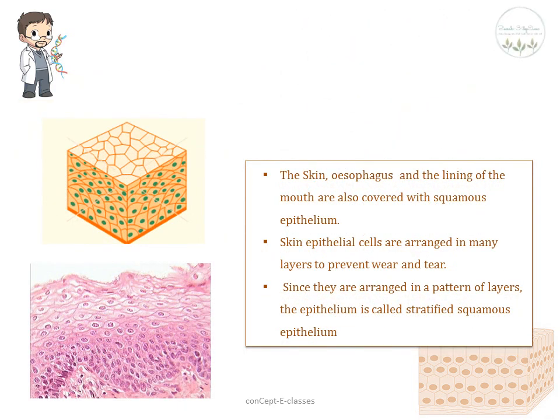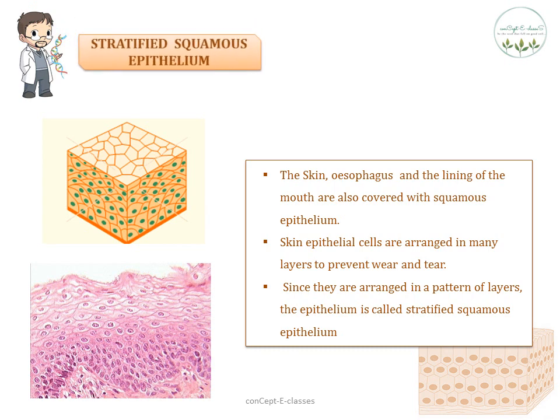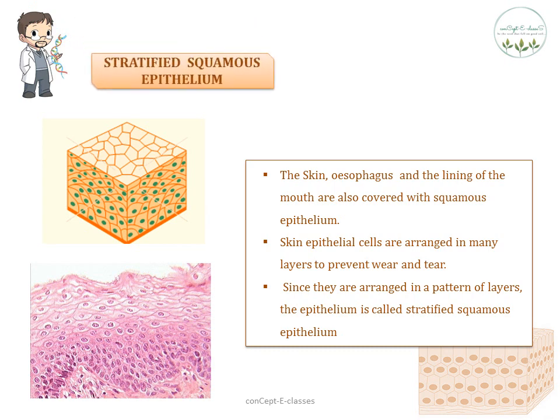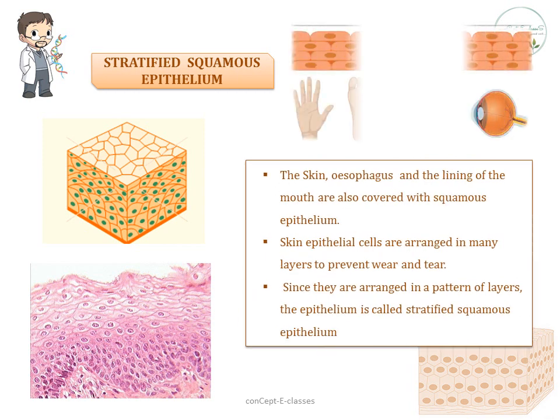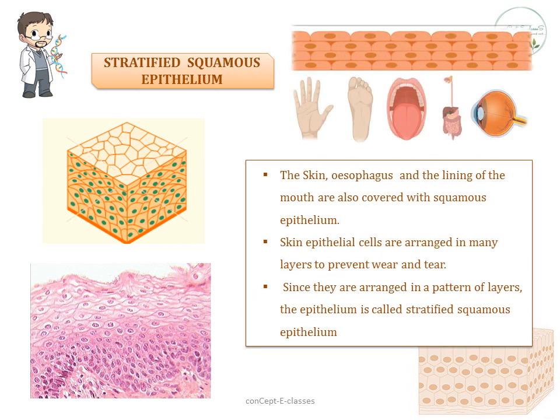Next we have another type of squamous epithelium, which is stratified squamous epithelium. So this is how a stratified squamous epithelium looks, and this is how it appears under a microscope. The skin, esophagus, and the lining of the mouth are all covered with this squamous epithelium. So where can we find this squamous epithelium? The skin, esophagus, the lining of the mouth.